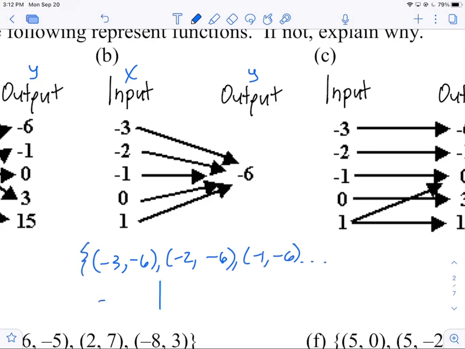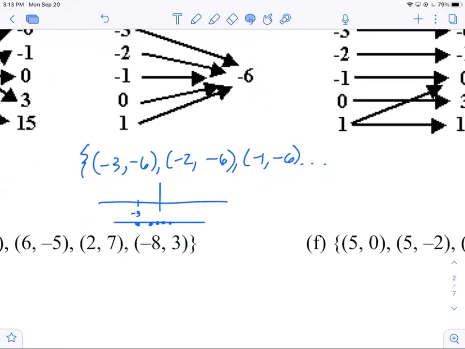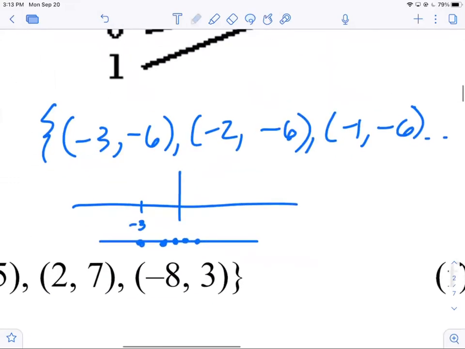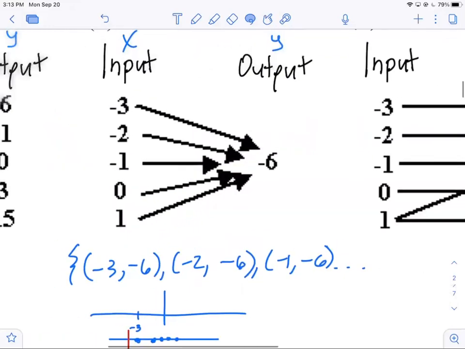If you were to plot these, -3, -6, -2, -6, -1, -6, 0, -6, 1, -6. If you connected those dots, it would make a horizontal line, wouldn't it? Does a horizontal line pass the vertical line test? I think it does, right? Yeah, if you cruise left and right, it only touches the graph at one point everywhere. See that? You can animate it. So I guess this would have to be a function, right?